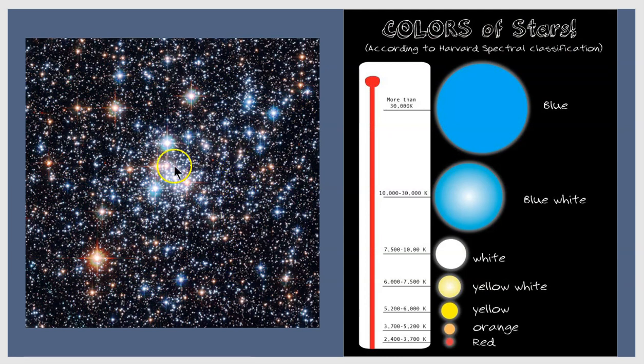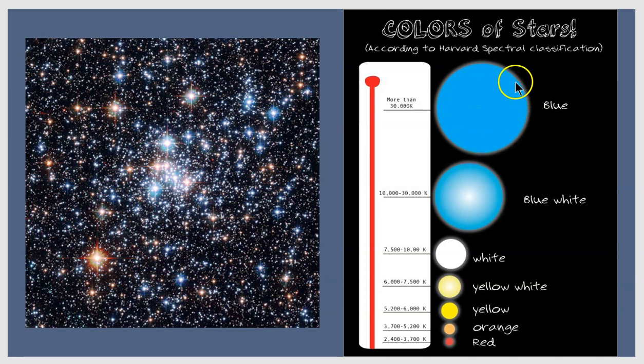On the left, we see a picture with lots of different stars of different color. We see blue stars and orange stars and red stars and white stars. On the right, we see that the difference in color is related to the surface temperature of the star. The red stars have the lowest surface temperature from 2,400 degrees to 3,700 degrees Kelvin. Yellow stars are 5,200 degrees to 6,000 degrees Kelvin, and the blue stars are the hottest, more than 30,000 degrees Kelvin.